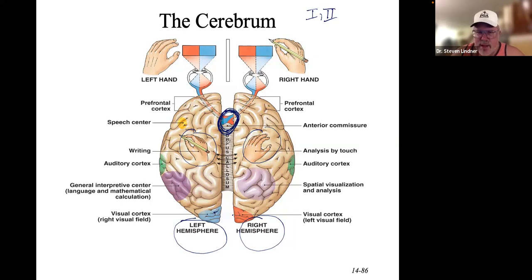Right here in the center is the corpus callosum. Those are the white matter that connects both hemispheres together. You can see in the back, that's your primary visual cortex. We have an auditory cortex in that temporal lobe. We could see the speech center over here.